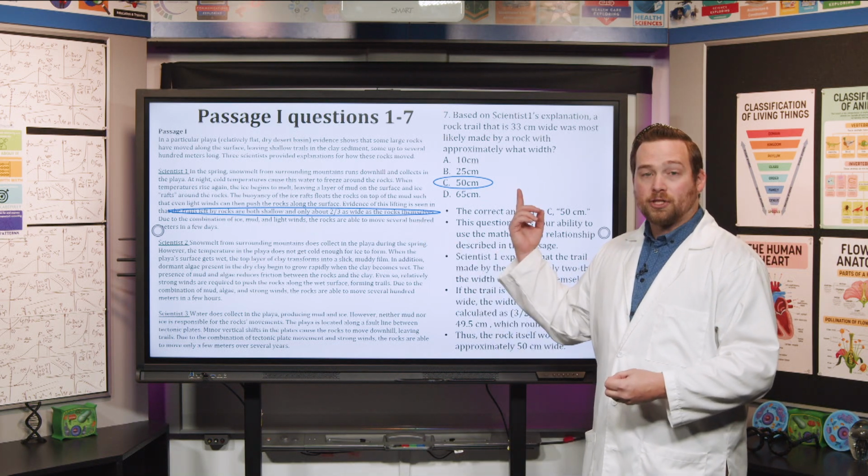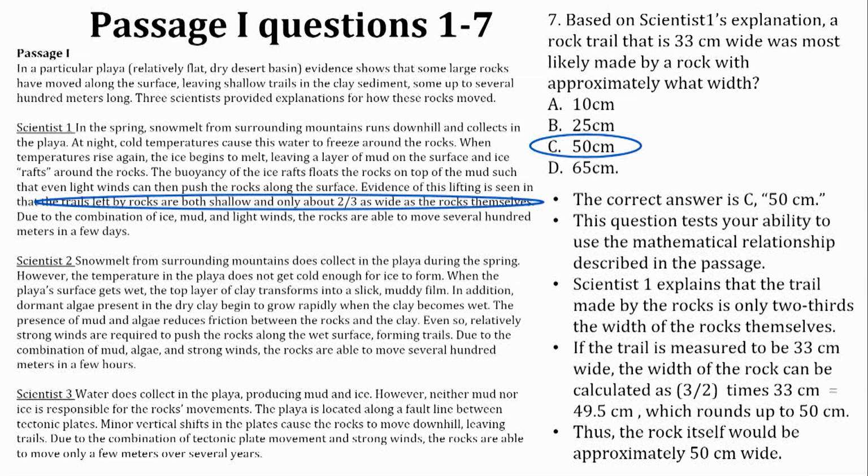In the question, it says 33 meters. Scientist 1 gives us this fraction about how the rocks and the trail, what the relationship between their size is, so we can use that to figure out what the size of the rock was using that information.